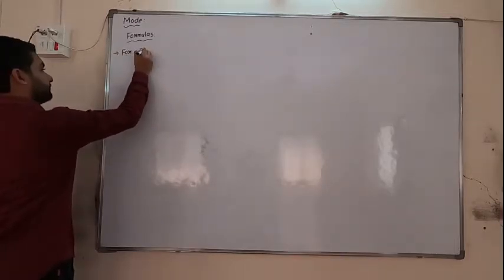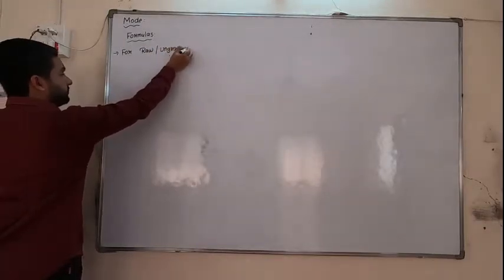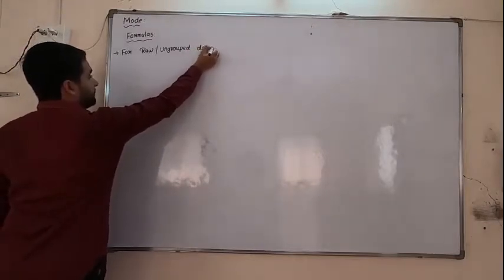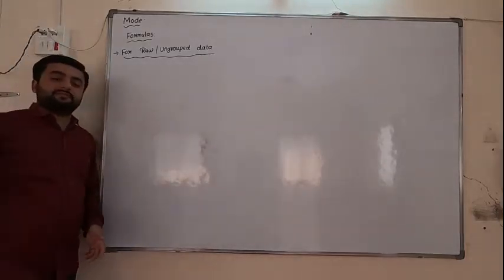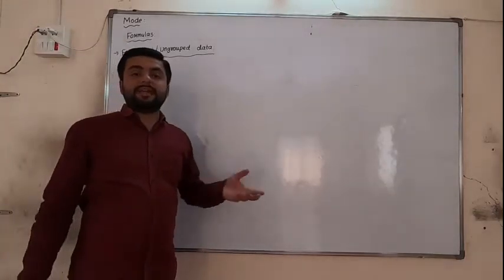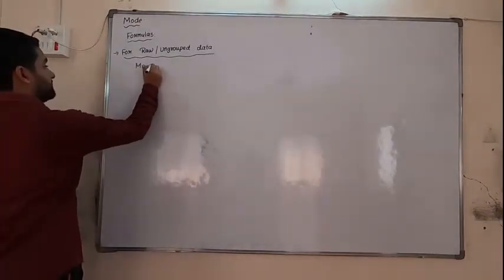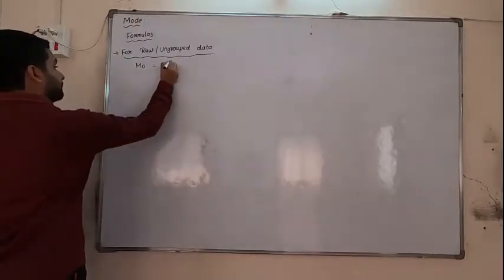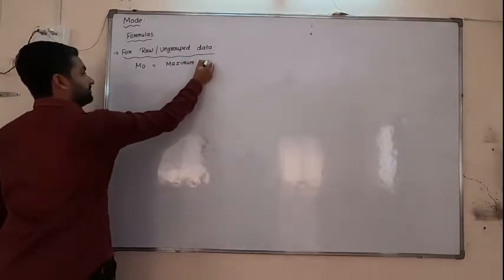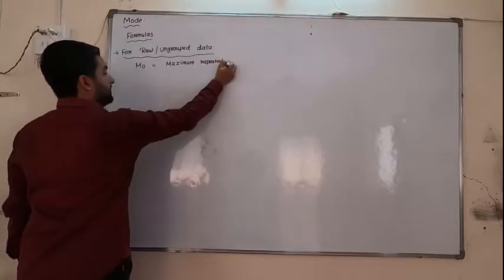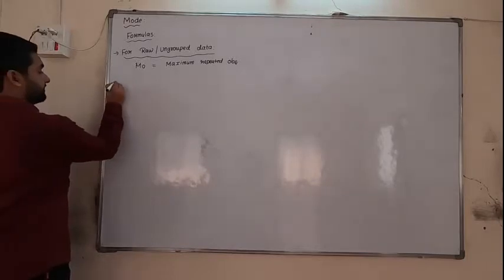For raw or ungrouped data, here mode is very easy because mode means the maximum repeated observation. You do not need to arrange the data, and you can directly find the repeated observation. That is our answer. So Mo is equal to the maximum repeated observation for raw or ungrouped data.